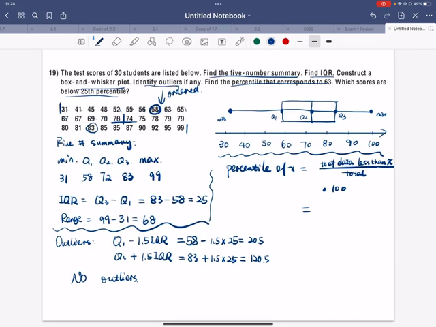So we're looking for 63, which is right here. Let's see how many numbers are smaller than that. We have 1, 2, 3, 4, 5, 6, 7, 8. I have 8 numbers. In total, there are 30 numbers. Let's multiply by 100. 8 divided by 30 is 26.666, so let's say it's the 27th percentile.